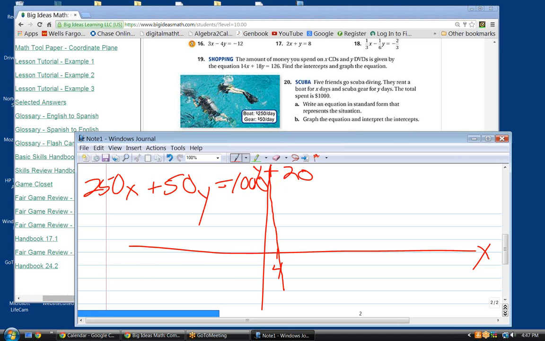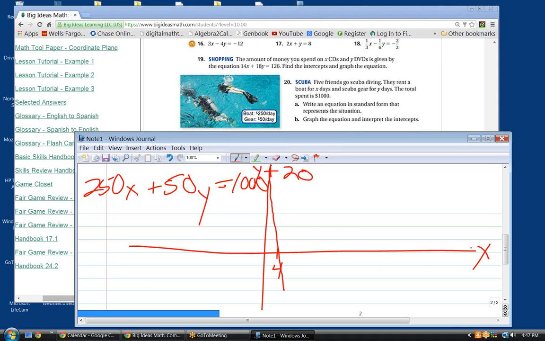Think about this for a moment. So, for the x-intercept, you can rent the boat for 4 days if you rent the gear for 0 days. There you go. And if you rent the boat for 0 days, you could rent the scuba gear for how long? For 20 days. Exactly. Good. That's the perfect way to put it.